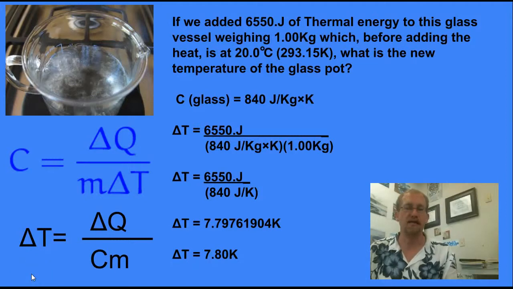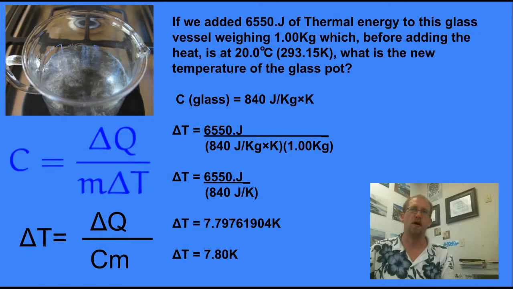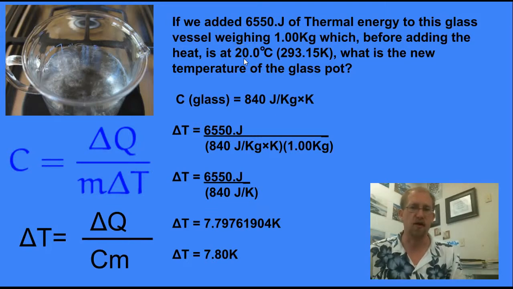All right, so let's look at an example here, okay? So I have a glass pot, and in the picture there's water in it. Forget about the water for right now. We're just going to heat the glass pot, okay? The glass pot weighs 1 kilogram, and I am going to add 6,550 joules of thermal energy to the glass pot. And right now the glass pot is 20 degrees Celsius.